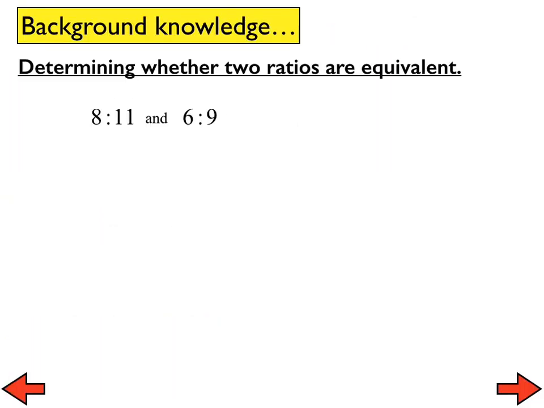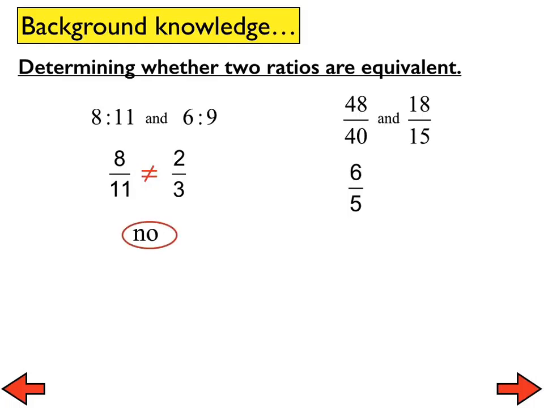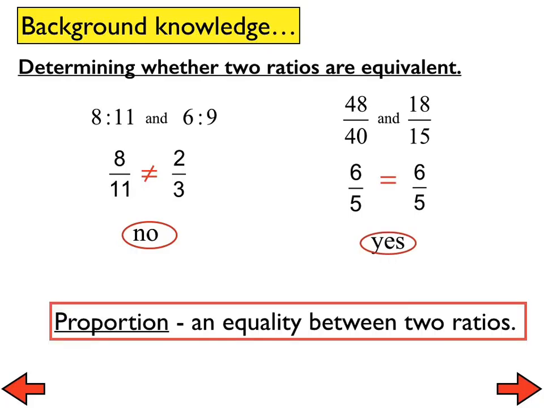Okay, so a little bit of background knowledge, same as yesterday. We're still dealing with equivalent ratios. So if they are not the same, when they're reduced, it's not proportional. If they are the same, then that means this is a proportional relationship. So far, so good, right? Go ahead and write this down in your notes again. A proportion is an equality between two ratios. Right, ratios.